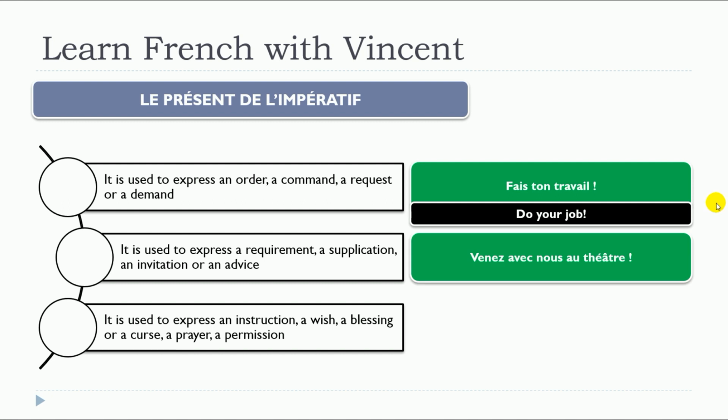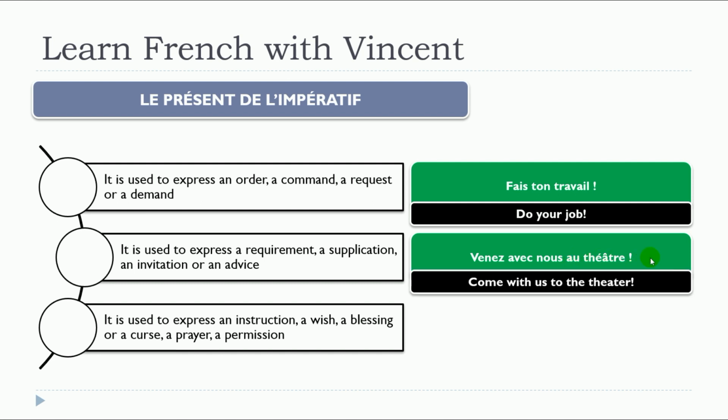So let's have a look at the second one now. Venez avec nous au théâtre. So in that situation, of course, it's not an order, it's an invitation. But it's quite interesting because as you can see, we can use le présent de l'impératif to invite people. So of course, you're not giving an order, but you are using that to be kind and nice and invite people to come with you to the theater. Venez avec nous au théâtre. So in that situation, the verb is venir, and you can see that it's for the vous form. Venez avec nous au théâtre.